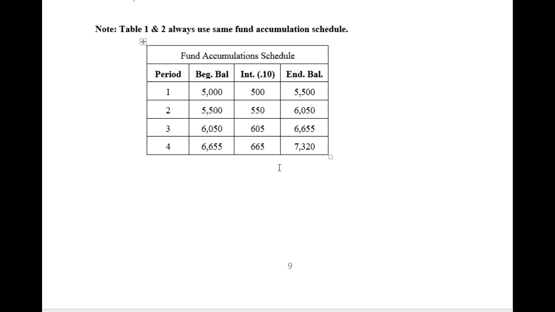If taken back 4 years at 10%, that's called discounting it back. And you also know that $5,000 will grow to be $7,320 if invested at 10% for a 4-year period. The same accumulation schedule works for both because they have a reciprocal relationship.